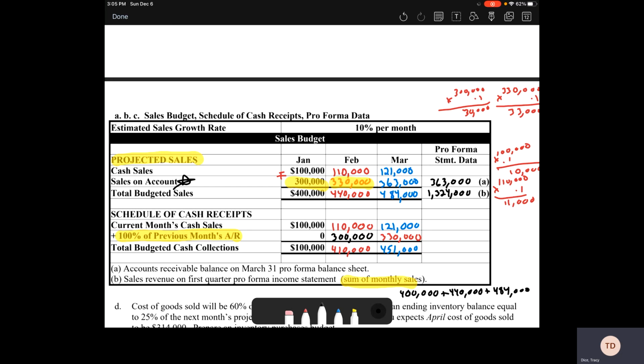So the accounts receivable amount will go on your balance sheet, and the total sales revenue will go on that income statement. So those are two pieces of information that you need to create those pro forma financial statements. And that is your sales budget for demonstration problem 14.1.